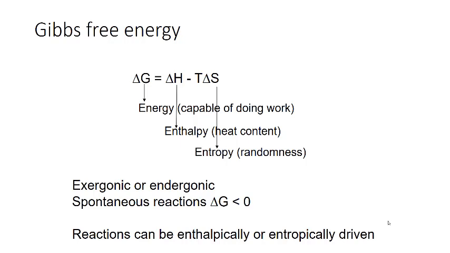A negative delta G is exergonic, which means the system has energy to do work, while a positive delta G is endergonic, which means that work has to be put into the reaction to make it happen in the forward direction. For a reaction to be spontaneous, or to proceed without any extra input, the delta G must be less than 0.